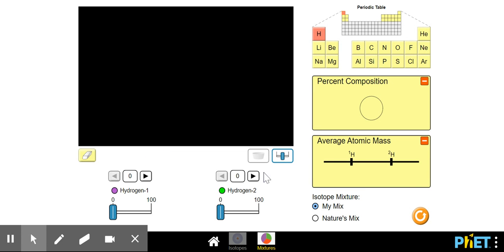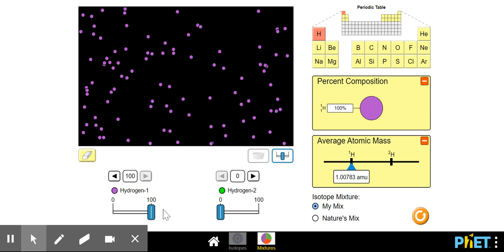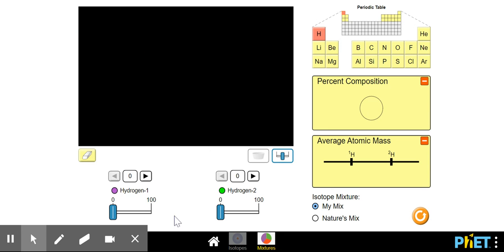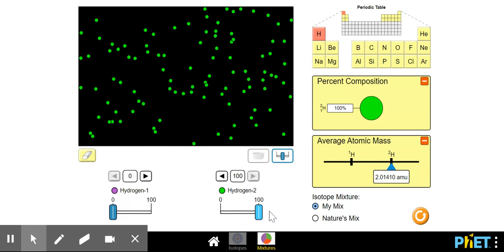So first I'm going to do hydrogen here. And you see that if I make this 100% the isotope hydrogen 1, the mass of hydrogen 1 is very close to 1 AMU. Remember, it's not exact, but that's the mass of hydrogen 1. And if I make my sample all hydrogen 2, the mass is very close to 2 AMU. However, if I make a mixture, it's going to be somewhere in between.